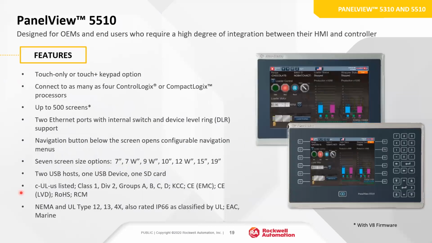The 5510 is, again, equivalent to that performance unit. It comes with the options of touch only or touch with a keypad. And you can communicate to as many as 4 ControlLogix or CompactLogix processors and up to 500 screens. So larger development and larger networked applications. 2 Ethernet ports for DLR support. And then the screen size options here go up to a 19-inch screen. And these are the ones that will bring in Class 1 Div 2 as well as your NEMA ratings.